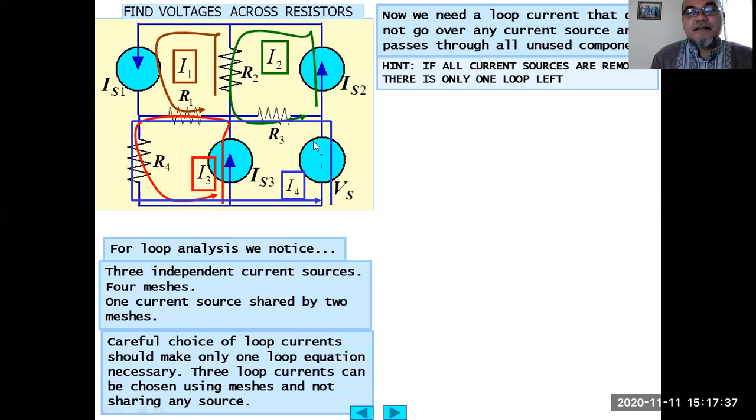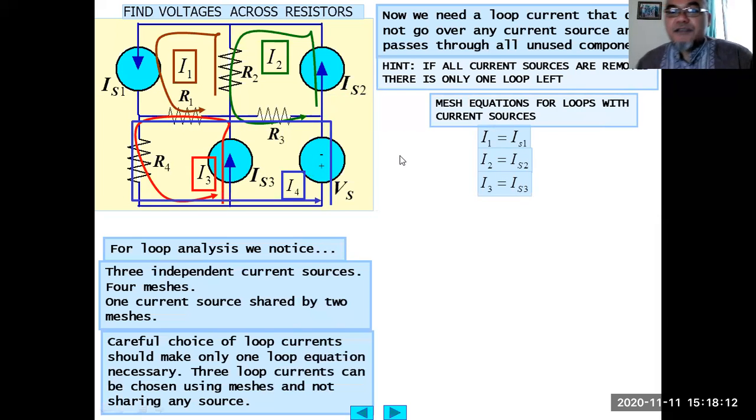Which we find here. So this is engulfing the shared current source. It does not go through any current source. This I4 does not go through this IS3, but it passes through all the unused components, which are not yet shared by the other three loops, for example this voltage source, and then R4, R1, and R3.